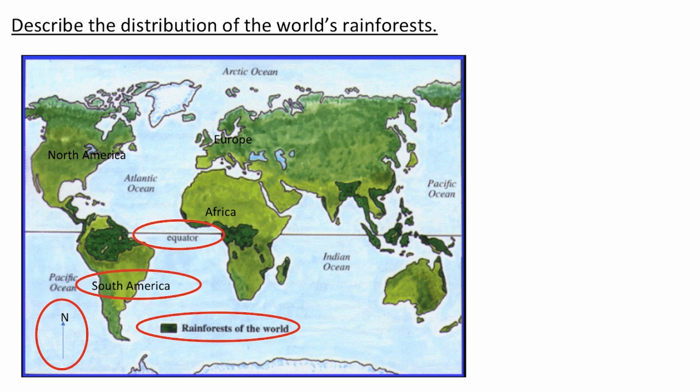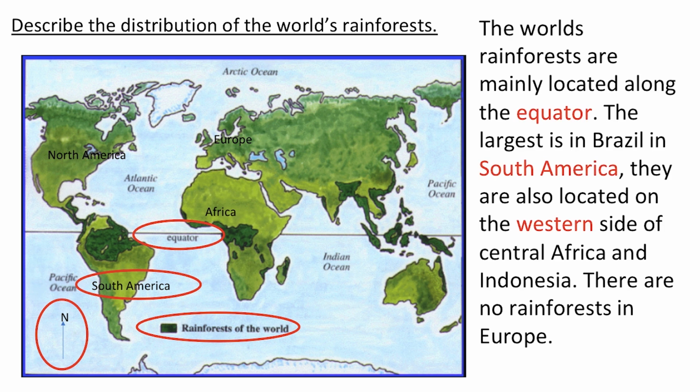Let's take a look at a model answer. The world's rainforests are mainly located along the equator. The largest is in Brazil in South America. They are also located on the western side of Central Africa and Indonesia. There are no rainforests in Europe.